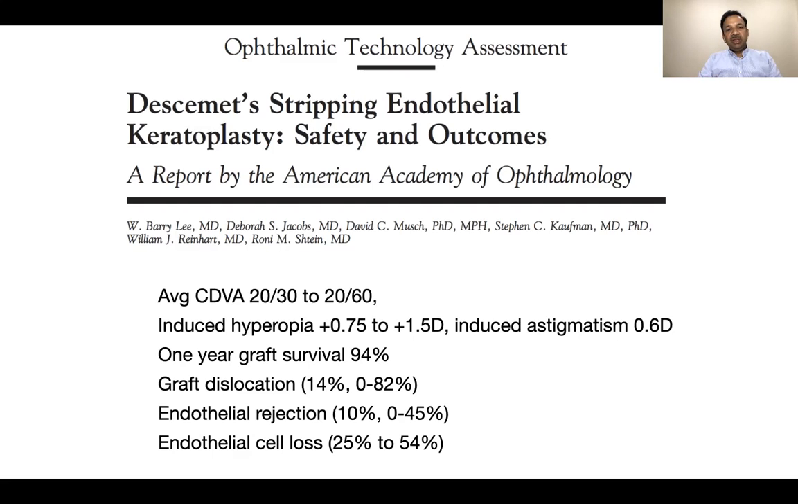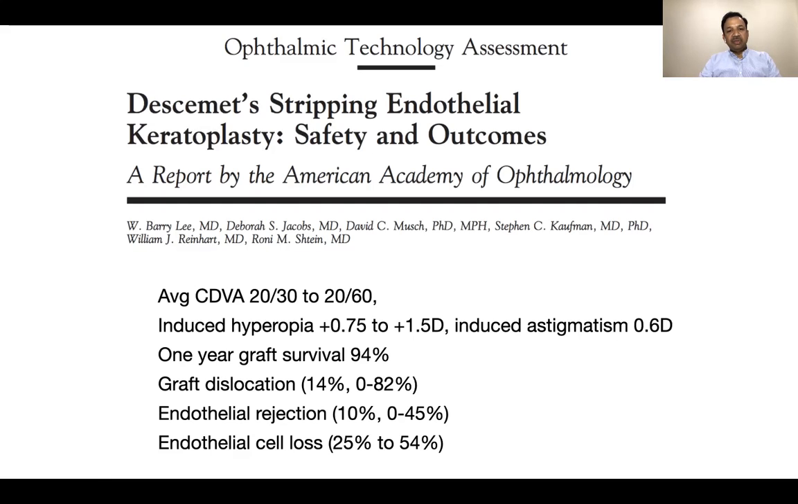The outcomes of DSEK: the average corrected distance visual acuity varies between 20/30 to 20/60. There is an induced hyperopic refractive shift of 0.75 to 1.5 diopters. So if you're doing a combined triple procedure, combining DSEK with a cataract surgery, you need to adjust the IOL power accordingly. Otherwise, your patient may end up with a hyperopic refractive surprise post-op. Because there are no sutures in the cornea, the induced astigmatism is pretty low. The average induced astigmatism was only about 0.6 diopters.